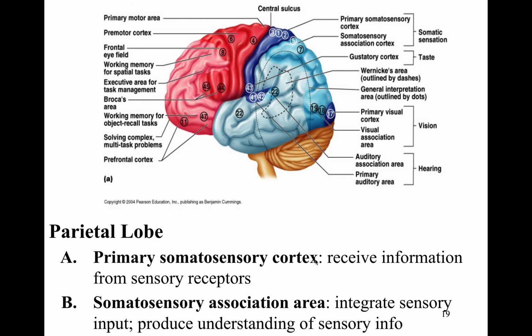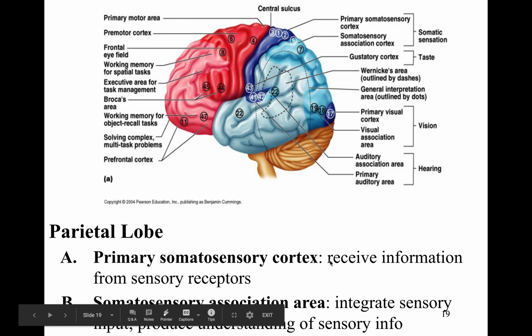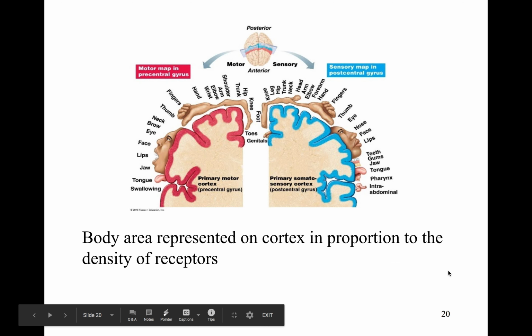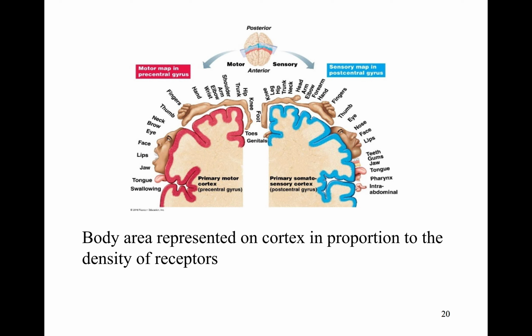They're predominantly receiving sensory information from sensory receptors in the skin, as well as in muscles, joints, and tendons. So we can once again map the body on the somatosensory cortex based on the number or density of receptors in that region of the body.